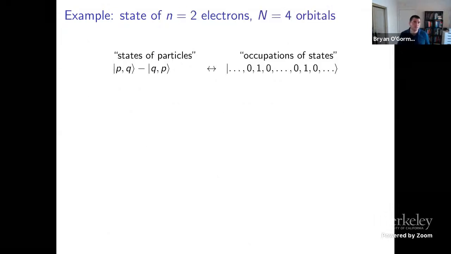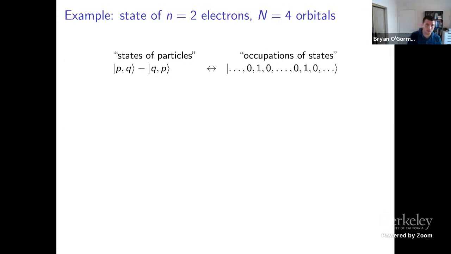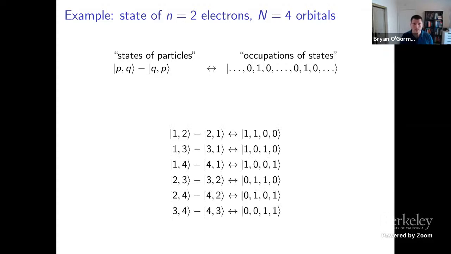And so for concreteness, suppose we had 2 electrons and 4 orbitals. We have these equivalent particle and occupation representations. And an arbitrary state of these 2 electrons in these 4 orbitals is spanned by these 6 states, rather than say the 16 states of 2 qubits.